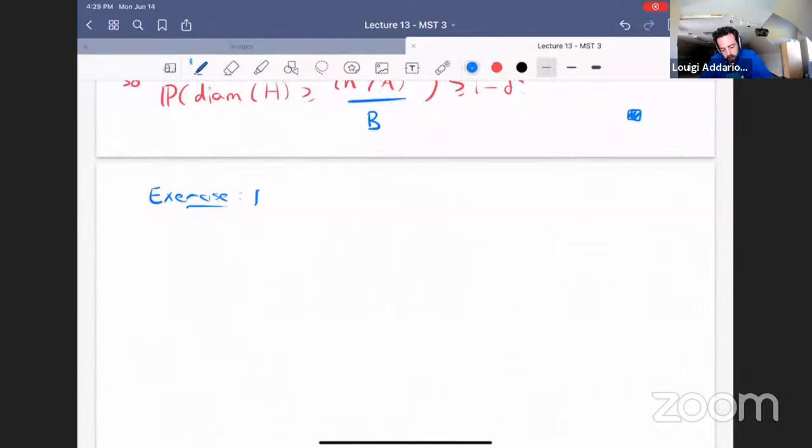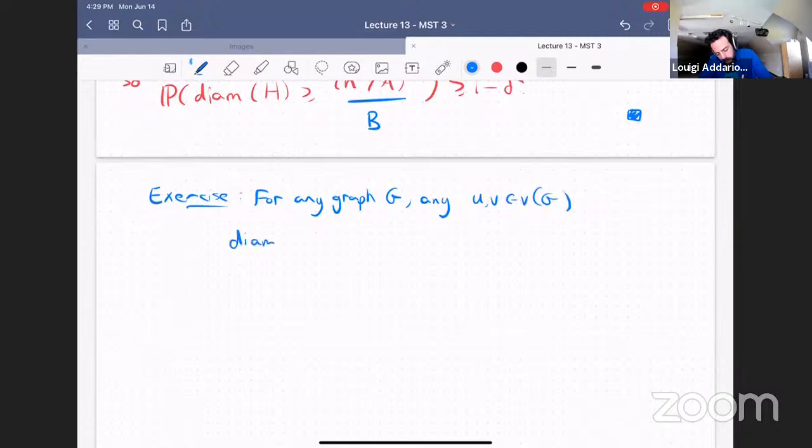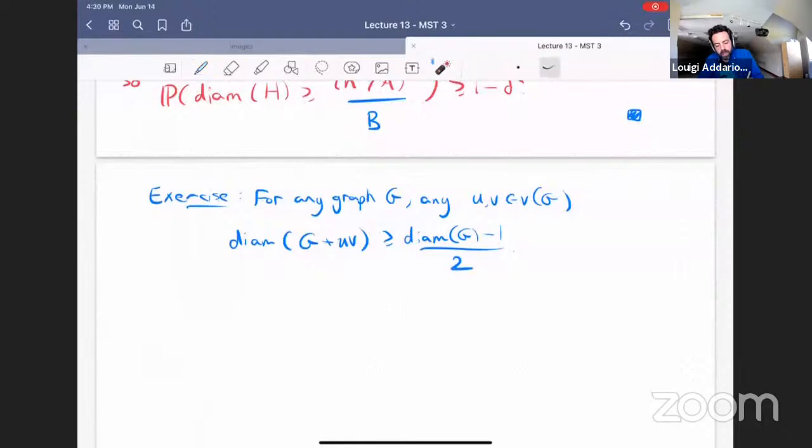Okay, so here's an exercise I'll leave you with. For any graph G and any vertices u, v, the diameter of the graph that I get from adding the edge, G plus uv, is at least the diameter of G minus 1, over 2. Phrasing it in terms of adding an edge means I don't have to worry about whether or not the removal disconnects the graph. So this just says adding an edge can't cause the diameter to go down by more than a factor of 2. Okay, so that's a good spot to leave off for today.